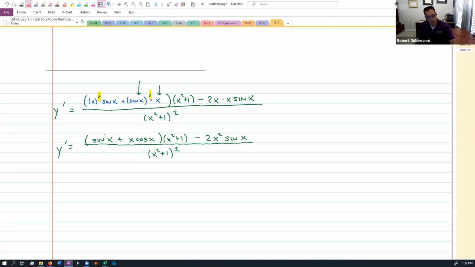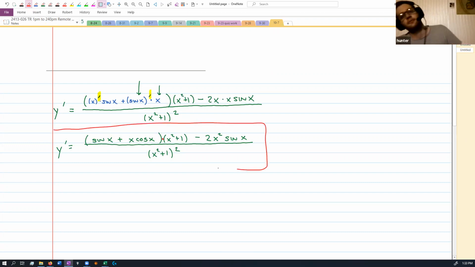You could, if you want, multiply these together by foiling. You'd have to go here to here, here to here, here to here, here to there, and then subtract that other piece. You'd have a big old ugly long numerator. I'm not going to though. I'm just going to leave it. Is that all right with you? Sounds good to me. So this is our derivative, right?